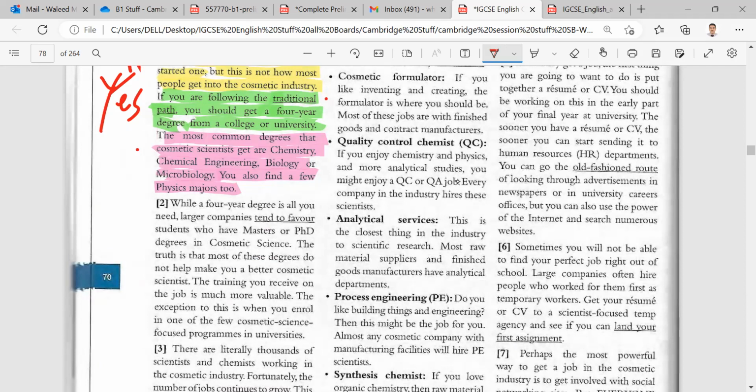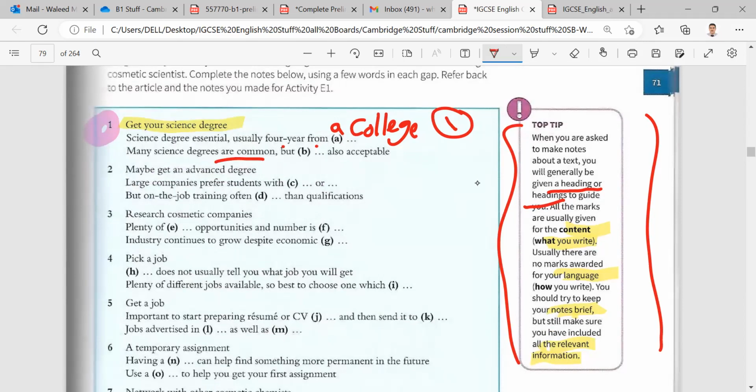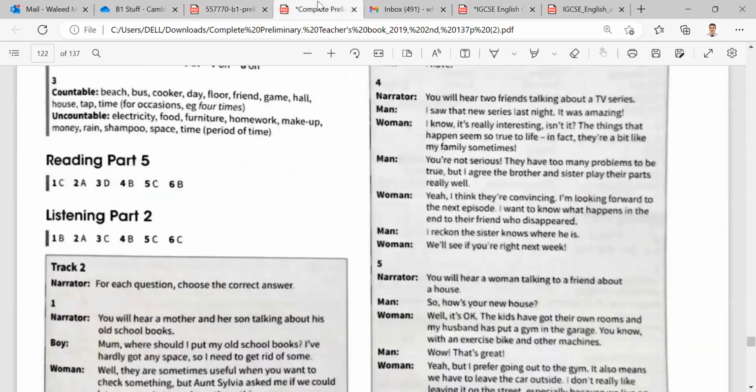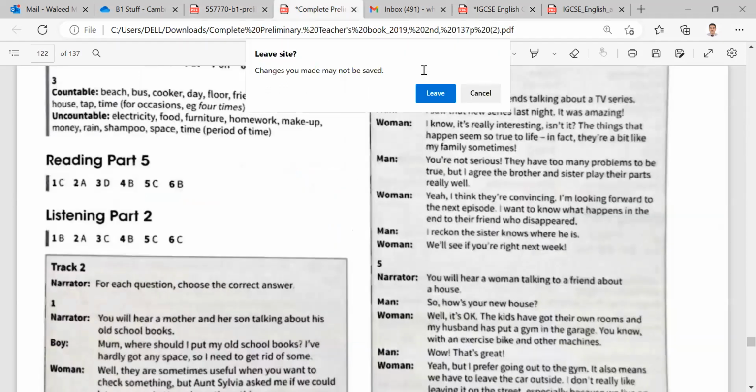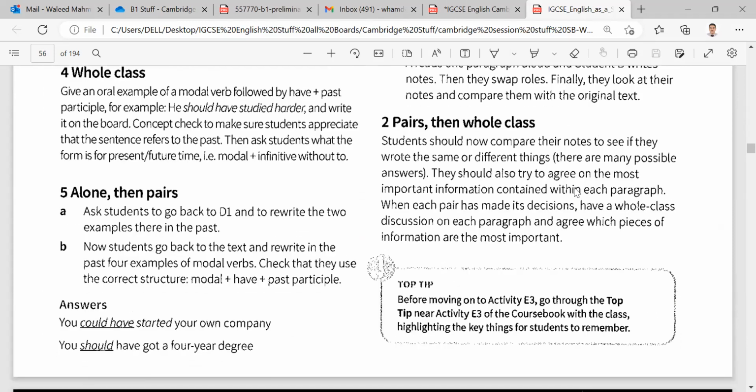Read the second one. The most common degrees that cosmetic scientists get are chemistry, chemical engineering, biology, or microbiology. You also find a few physics majors too. Here, a few. That's why he wrote what here? Many science degrees are common, but also acceptable. Here, but also, you can say, what? This one, not this one. Yes, leave this page. Here, shabab.